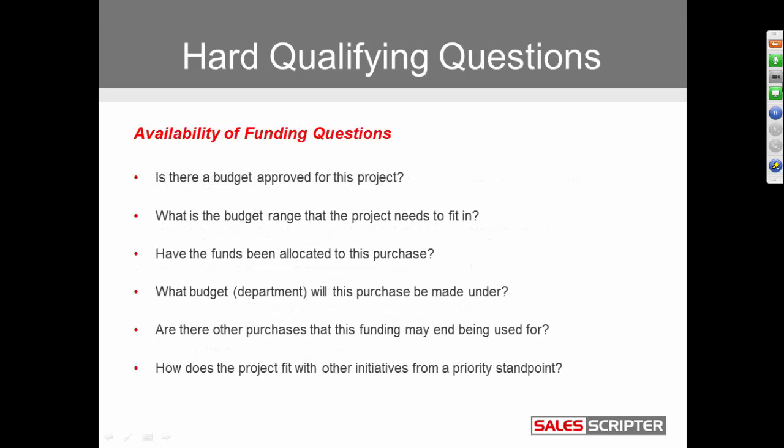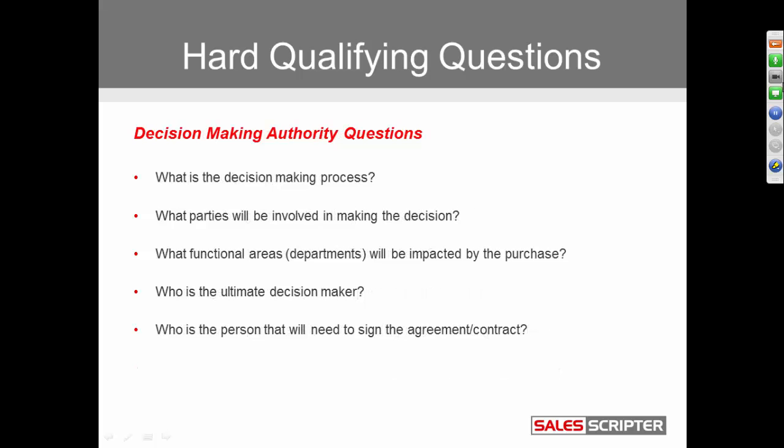The next question is availability of funding. These questions are good for figuring out, is there money to spend, right? So it can often be a delicate issue. These are really diplomatic questions to get at figuring out if the deal's real. But hey, has budget been approved for this? What's the budget range you're trying to stay within? Are there any other projects that the funding for this project would compete against? So take a look at those.